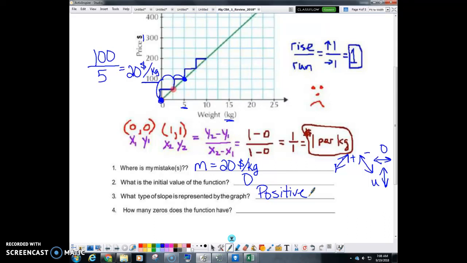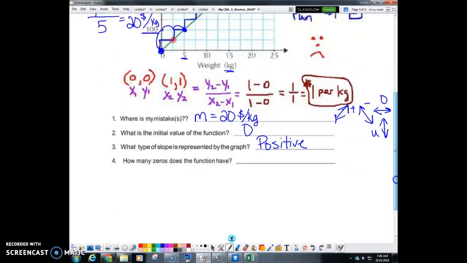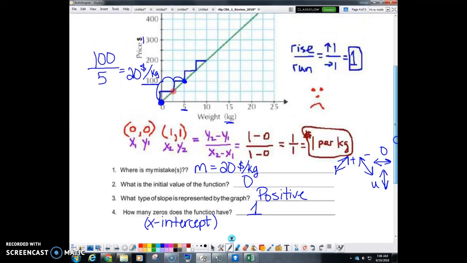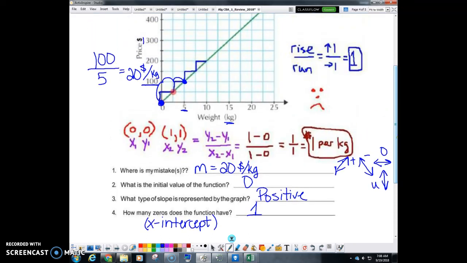How many zeros does the function have? So remember, zeros just means x-intercept, right? Well, it intersects right here at the y-axis and the x-axis. So that means it only has 1 zero. And usually that's going to be the answer whenever you have a linear equation, a linear function, just a straight line. It's always just going to be 1 zero.